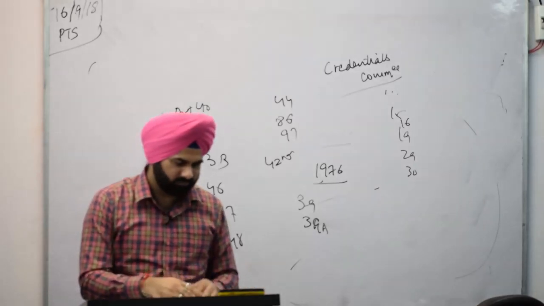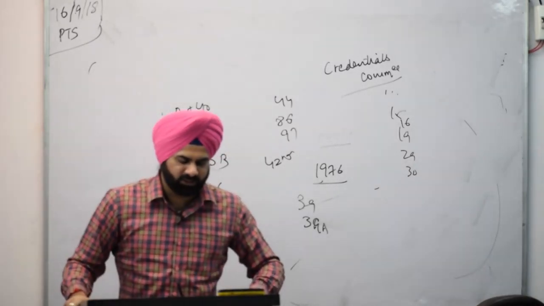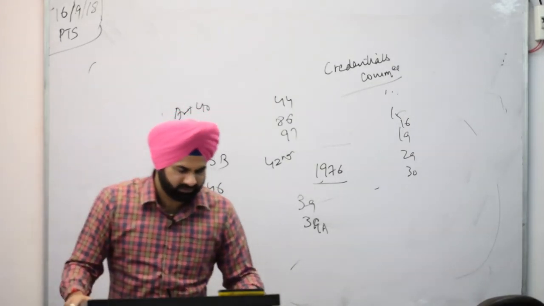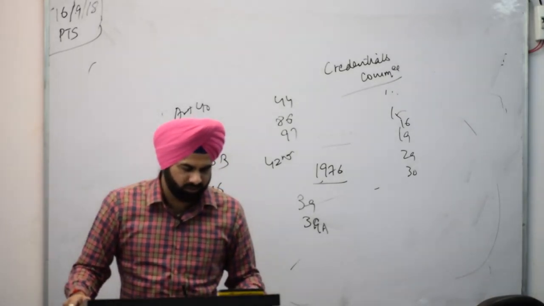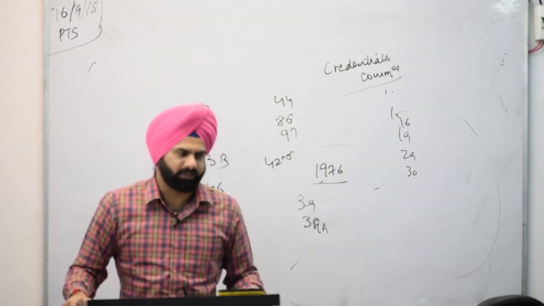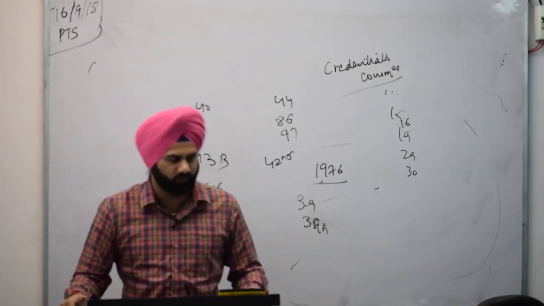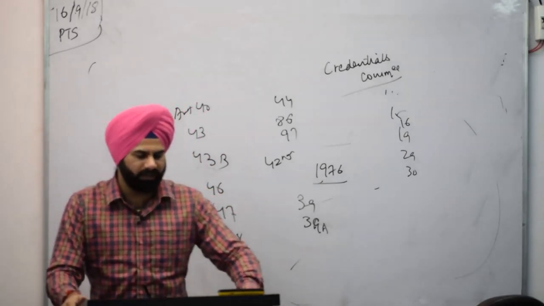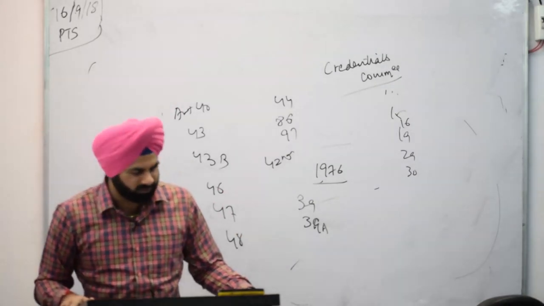43. Consider the following statements with respect to the dissolution of the state assembly under Article 356. The presidential proclamation dissolving a state assembly is subject to judicial review. Definitely, whether it was done malafide or not, that will be found out. The state assembly can be dissolved only after the Parliament approves the central rule. Definitely it can. Both the statements are correct for 43.